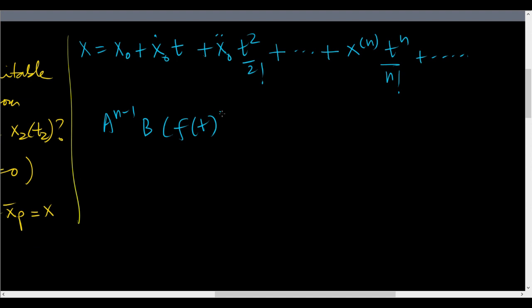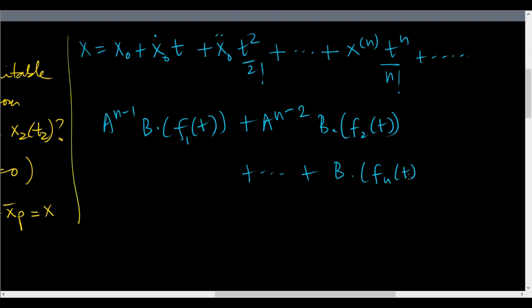Let me just write it as f1. This is a product, some function. It has all the u's and derivatives and many expansions and so on, but finally it just works out to be something like this, plus a to the n minus 2 times b times some f2 of t, which depends on the u's, and so on until we have some b, and that is times something, some fn of t.